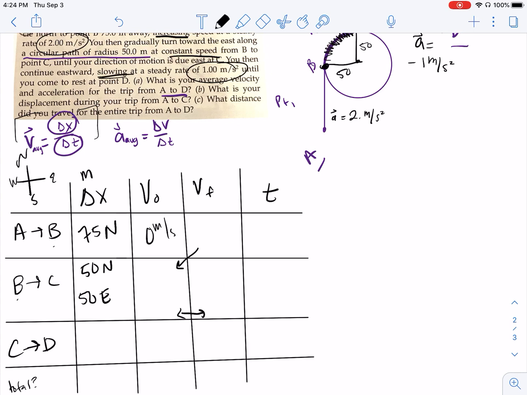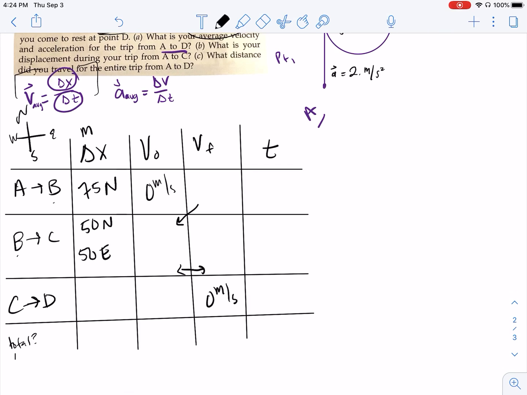If we go in and now read about part C, it says you then continue eastward, slowing at a steady rate we gave it until you come to a rest. So the only thing we were given was that our v final is 0 meters per second. So now we have some solving that we need to do. We need to take the information that was given to us and figure out what we can do.